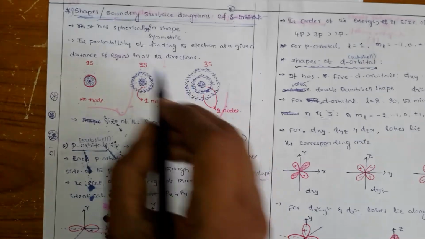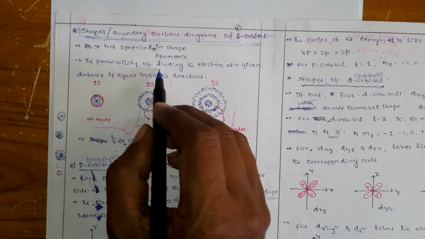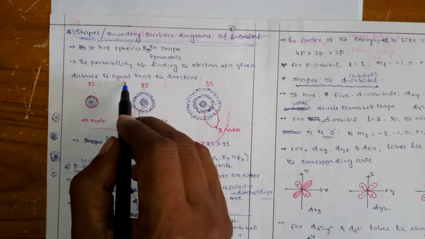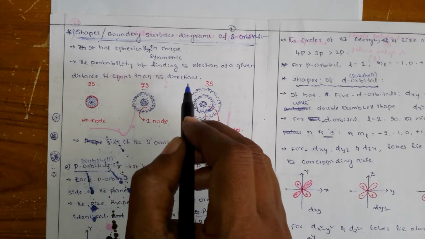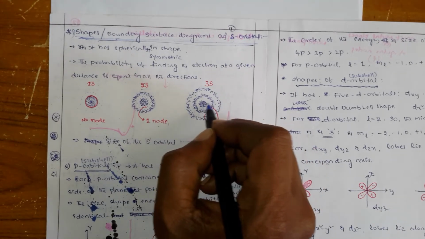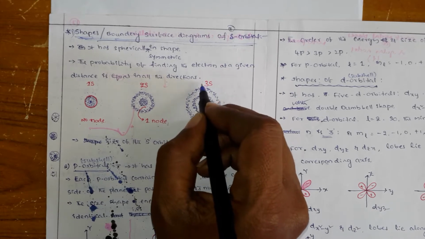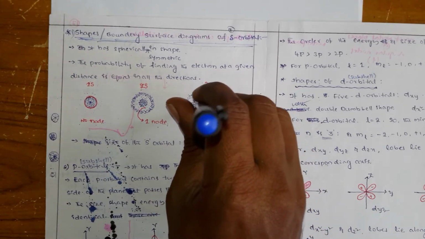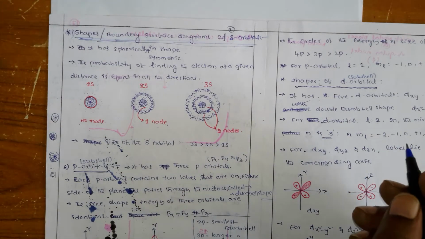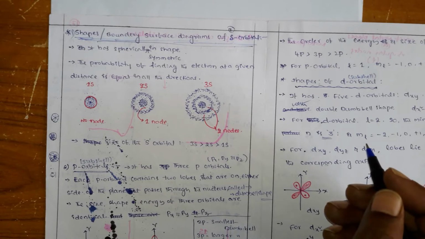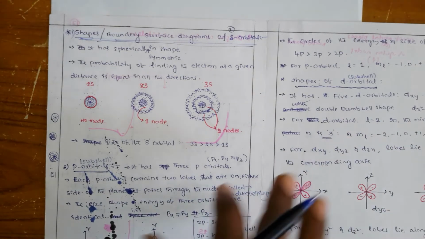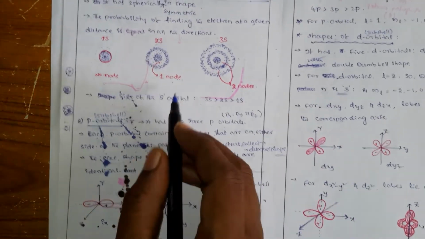Okay, right? So that is the reason we say the probability of finding the electron at a given distance is equal in all directions around the nucleus, right? Whether you see the x direction, or the y direction, or the z direction, whatever the direction, the finding of an electron at a given distance is always equal in s orbitals. Okay, and the next important thing is the size of the s orbital.